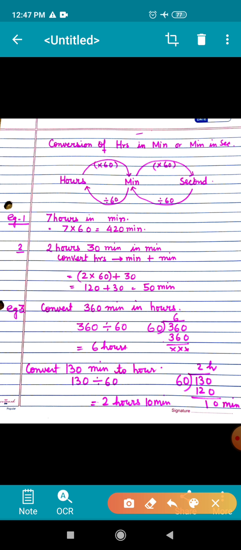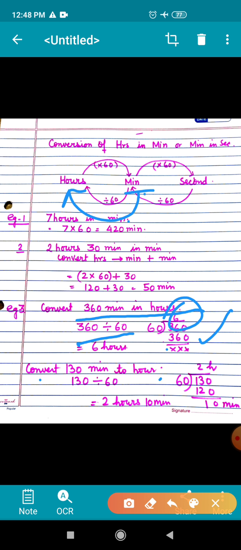Here, children, what you have to do, you have to convert 360 minutes in hours, means minutes in hours. What you will do? Divide by 60. So here I have done division, it will go 6 times and the answer comes 6 hours. Okay, and here second example, convert 130 minutes to hours.